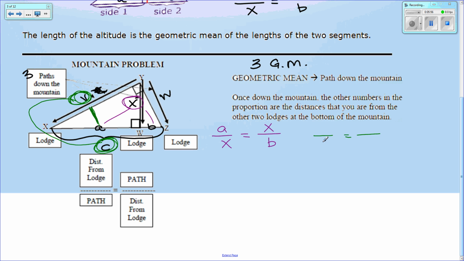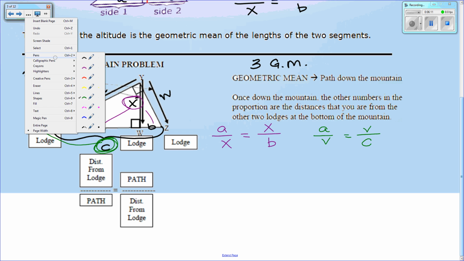Now V is your geometric mean, so V goes in these two places. Now you pair it with the A and the C. And it doesn't matter which two, you can flip-flop these if you want, okay? That is unimportant as long as you get the geometric mean in the right place.